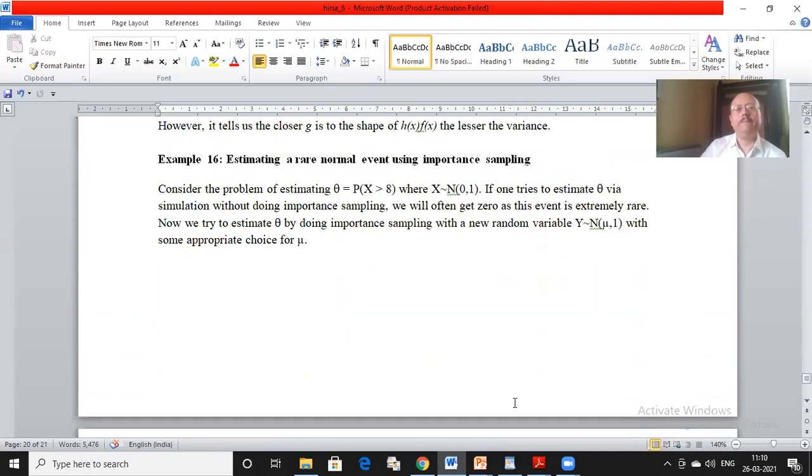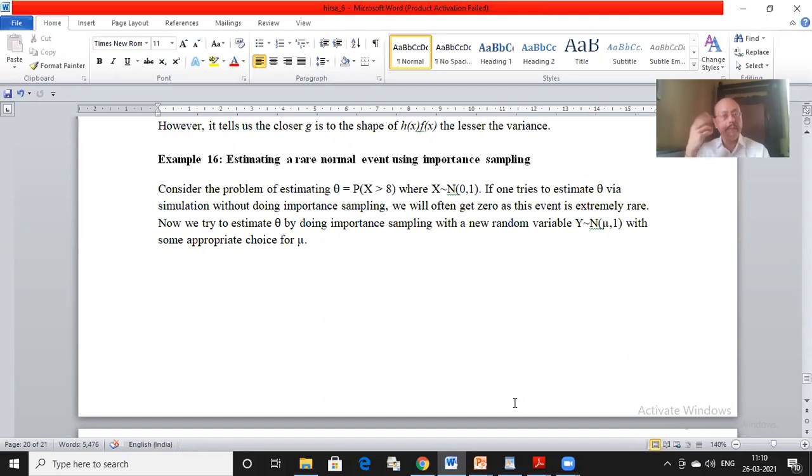Now let us look at a quick example. It's a very simple example, but it illustrates the use of importance sampling very easily. This example talks about estimating a rare normal event using importance sampling. What is this rare event? The rare event is the probability that x is greater than 8, where x follows standard normal 0, 1. And you know that this is a very, very rare event. If you want to compute the probability of such an event, there will be many zeros after the decimal point.